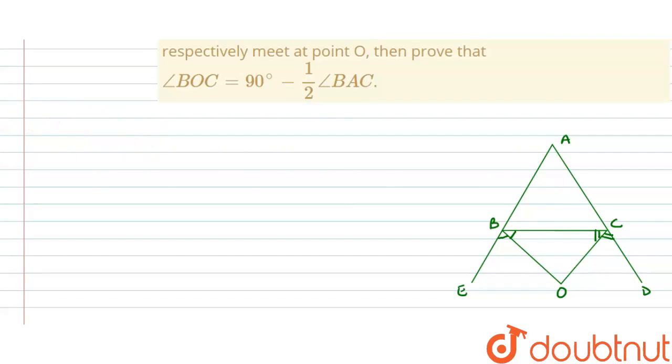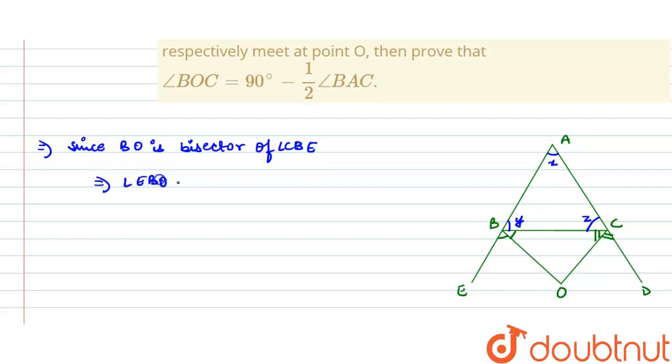For doing this, we will first let the angles in triangle ABC be X, Y and Z. So this is X, this is Y, and this is Z. I have let these three angles be X, Y and Z. Now, since BO is the bisector of angle CBE, therefore angle EBO is equal to angle CBO, which is equal to half of angle CBE. This is because it is given that it is a bisector, so these two angles will each be half of this.